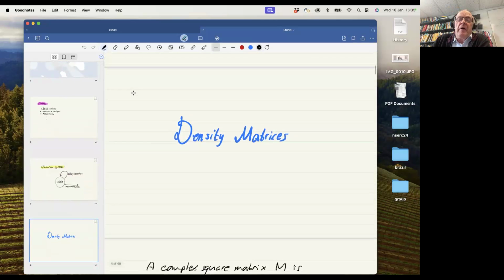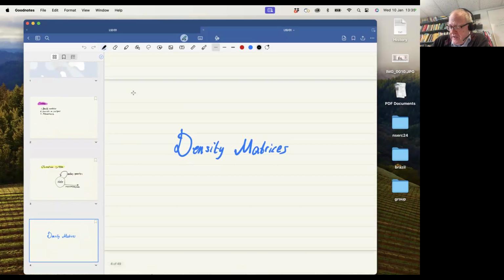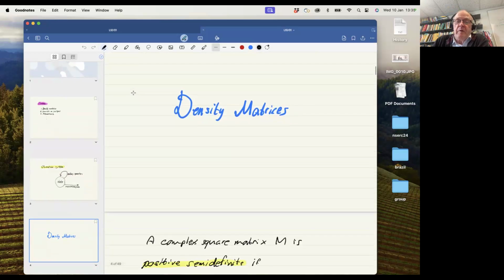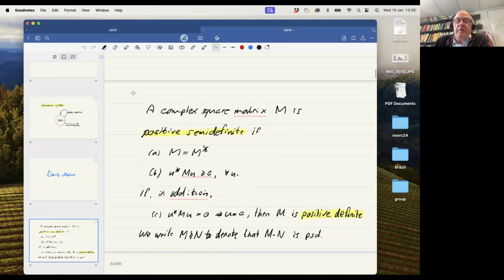Now, my definition of a state is that it's a density matrix. And so what's a density matrix? Well, it's a few steps to it. The first step is it's a positive semi-definite matrix. And the second step is it has trace one. So let's go through this slowly. A positive semi-definite matrix is Hermitian, and it's got the property that for any vector u, u star M u is non-negative. Now, if in addition you have that u star M u is 0 implies u is equal to 0, then M is said to be positive definite.